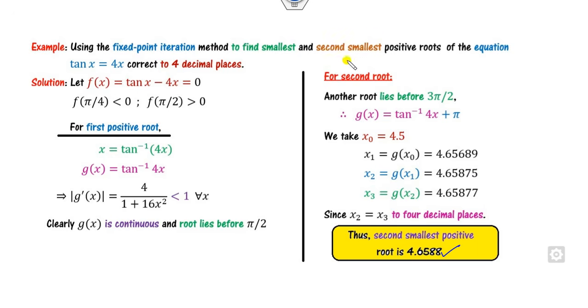If you want to find the third smallest root, then the third again lies in the first quadrant. Then instead of pi, you can write 2 pi and so on. So you can find as many positive roots from this equation.